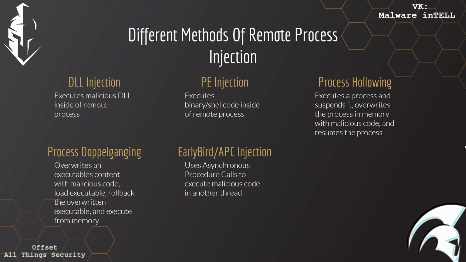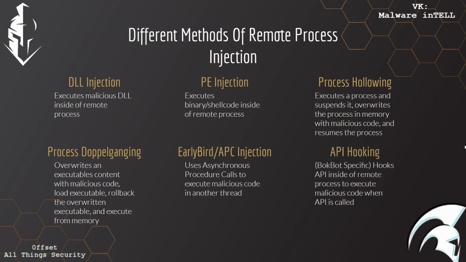Next up, we're going to be looking at Earlybird and APC injection. These both use asynchronous procedure calls to execute malicious code in another thread. We're going to be looking at the differences between the two. Next up, we have API hooking. This is BokBot, or IcedID as it's also known, specific. This hooks an API inside of a remote process in order to execute malicious code when the API is called.